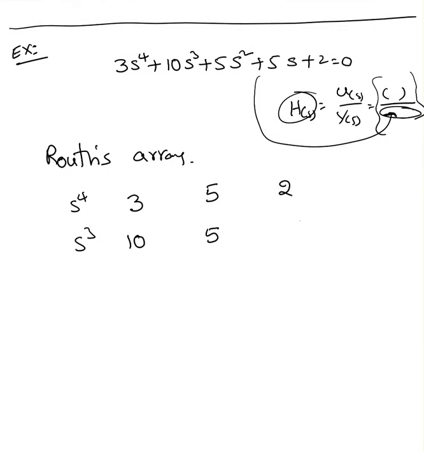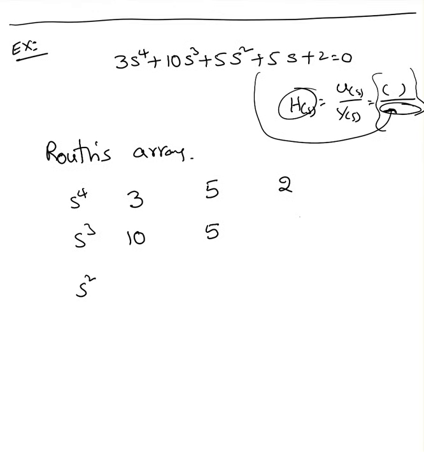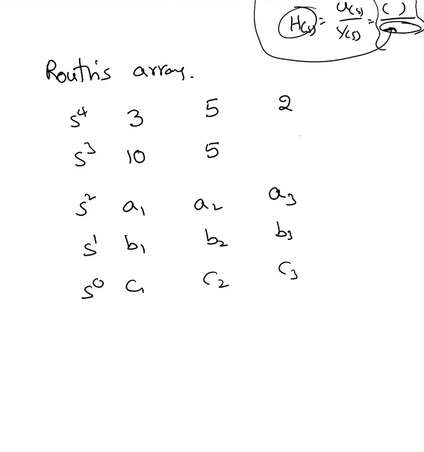Now I'm going to tell you how to find the rest. So we have to solve it until we reach s to the power of 0. Okay, I'm going to label these entries as A1, A2, A3, something like this. B1, B2, B3, C1, C2, C3. Okay. Now I'm going to tell you how to find A1. To find A1 equal.